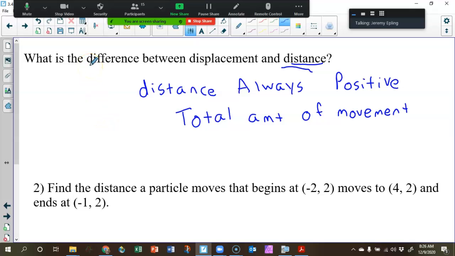The simplest way to illustrate that is if you leave your house in the morning to come to school and tomorrow afternoon you go back home, your displacement would be 0. Because how far from where you started to where you ended, it's the same thing. But your distance is not 0. Distance is going to take into account changes in direction.